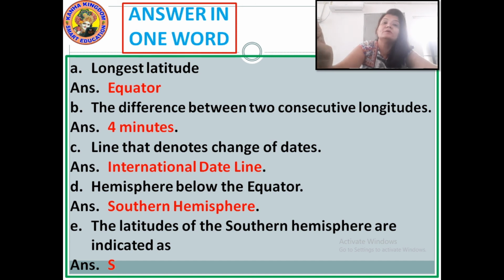Longest latitude, equator. Difference between two consecutive longitudes is 4 minutes. Line that denotes change of dates is international date line. Hemisphere below the equator is southern hemisphere, and the latitudes of the southern hemisphere are indicated as S. Now moving to lookups and words I learnt.